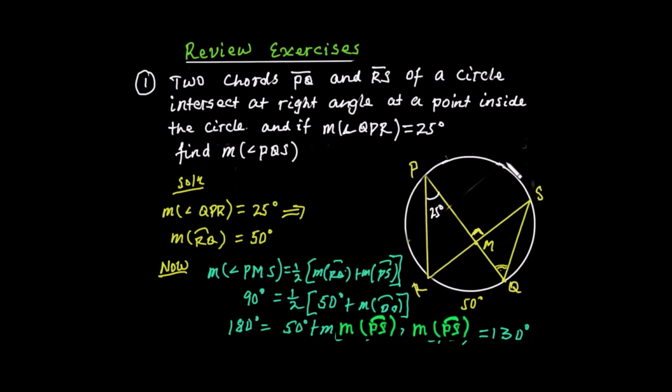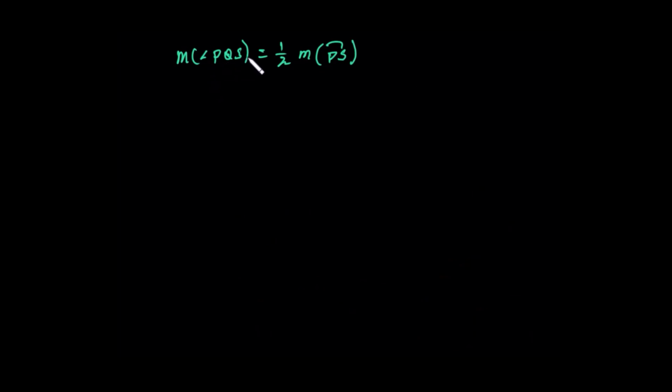So the measure of angle PQS, being an inscribed angle, is half the measure of the arc PS in front of it. We found arc PS to be 130 degrees, so this is equal to half of 130. Half of 130 is 65 degrees. So the measure of angle PQS is 65 degrees, and we have finished this question.